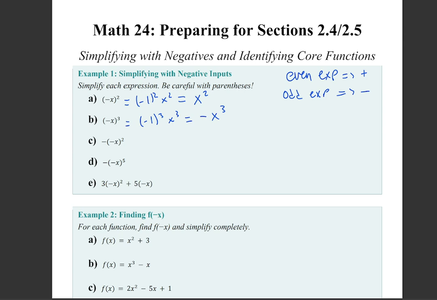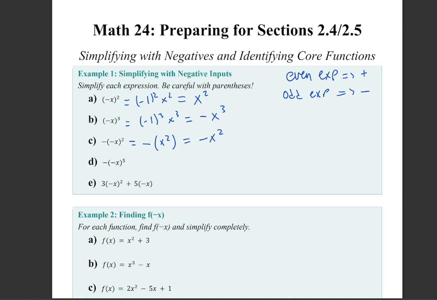Now, what happens if we have an extra negative outside the parentheses? Well, we know (negative x) squared is just x squared. Now we have a negative outside the parentheses. That is not getting squared. It's just hanging out front. So this becomes negative x squared.